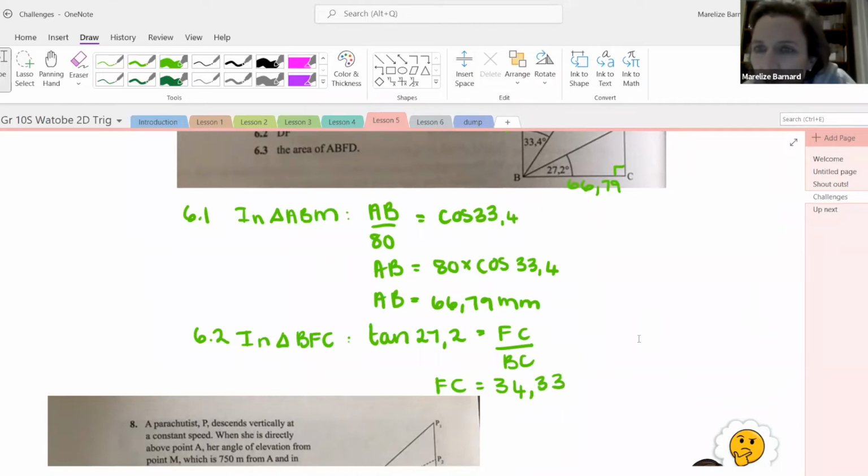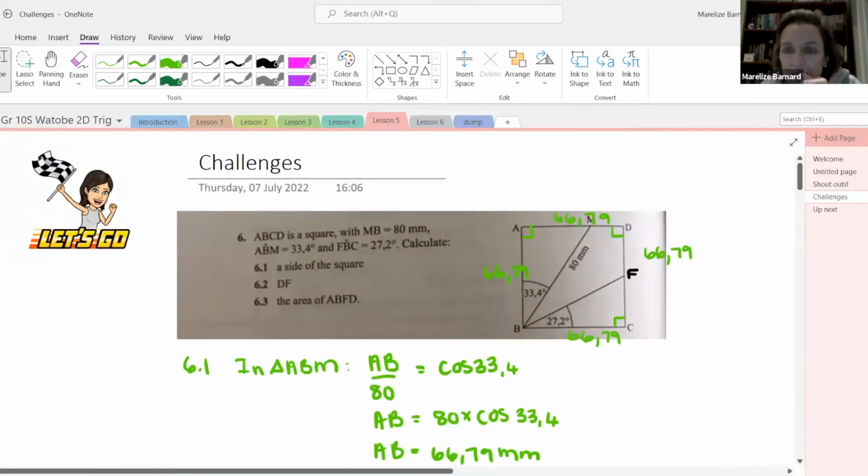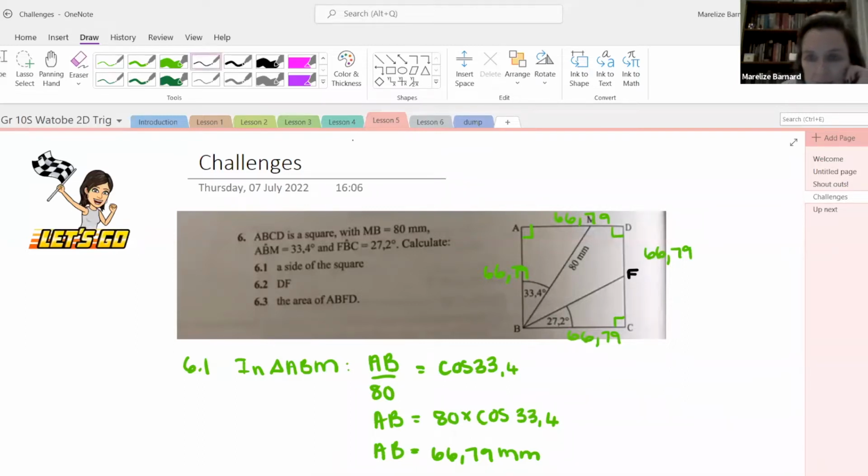I see some people are getting 32.46. I wonder how that's happening. We need to take tan of 27.2 degrees and times it by this side, the adjacent side. So let me maybe label them to make it easier. So this is the opposite that we are looking for, and this is the adjacent. So we are using tan. So tan is FC over BC, okay?